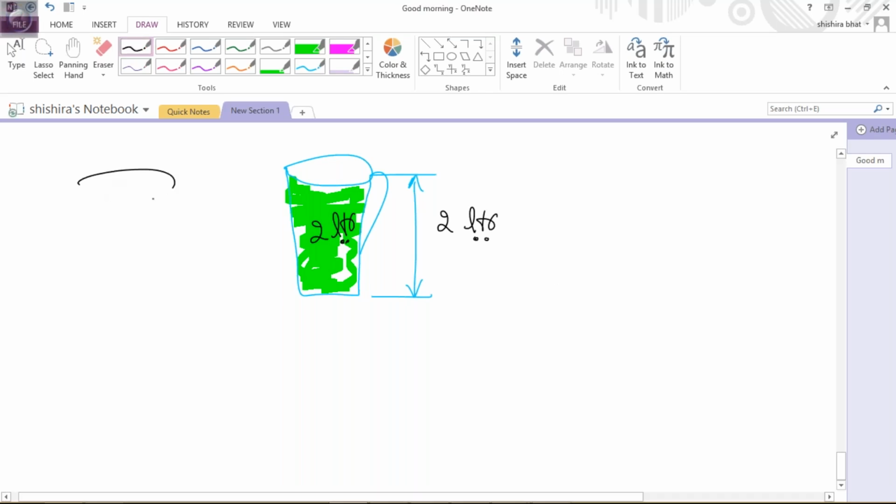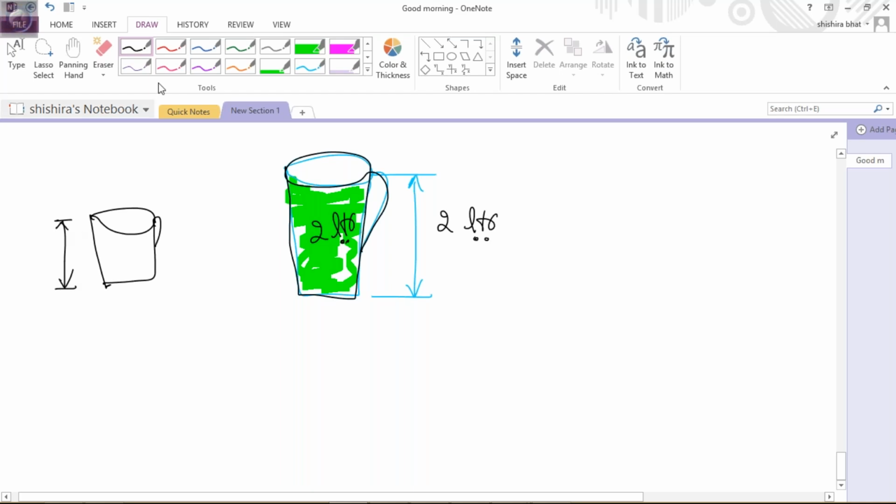Now I'm going to create another mug, which is smaller mug. I create a smaller mug, right? This mug capacity is only 1 liter. How much? Only 1 liter. This mug name is B and this mug name is S1.